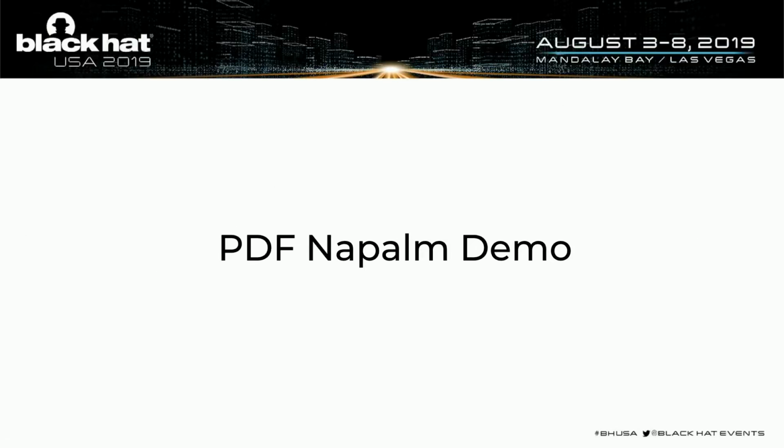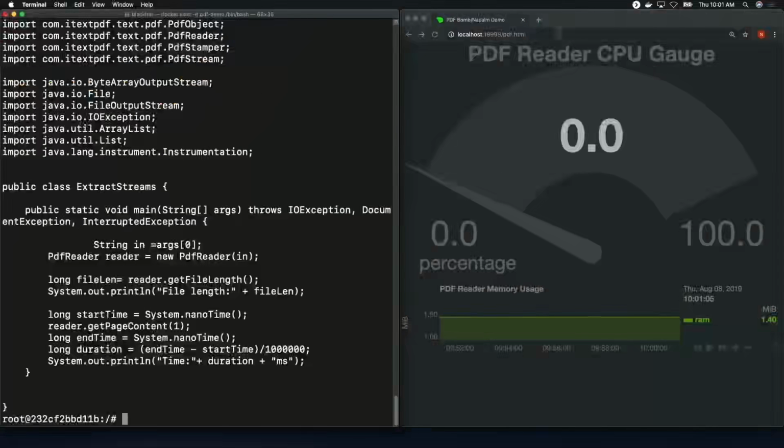So let's take a look at a demo here. On your left, we've got a simple Java program. This is written using iText, which is a Java PDF parsing library. I'm not picking on iText here. Again, this is a problem in the PDF specification itself. It's not an implementation bug. And basically what we're doing here is we're just extracting the first page of this PDF, and we're just trying to get the contents of that first page. And I've got some timing information here that we're going to look at.